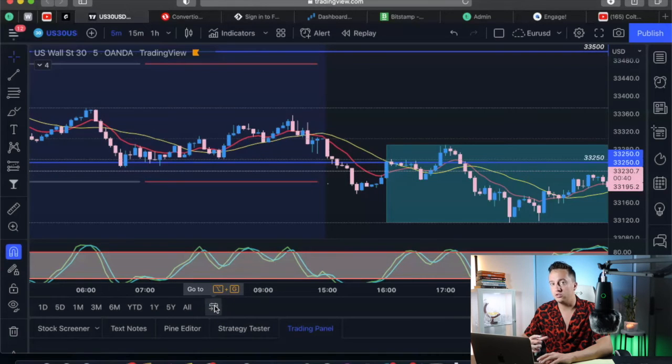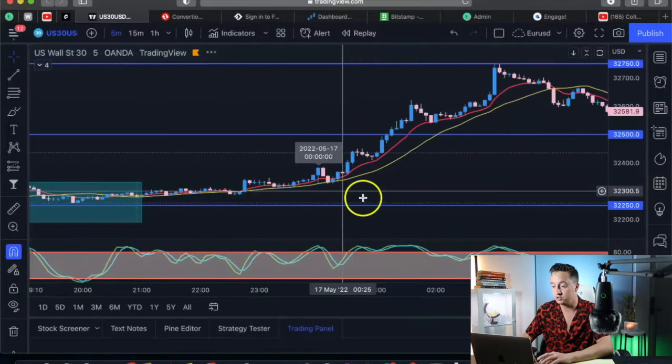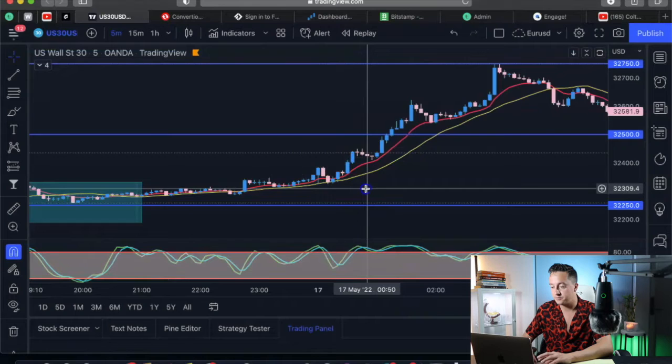So for all of you that do not know, there's a little date window right here. If I want to go to a time frame quicker or an exact date, I can go right here and just go back like this. So that's last Tuesday, the 17th of May. Almost in June, wow. Okay, here's the 17th.